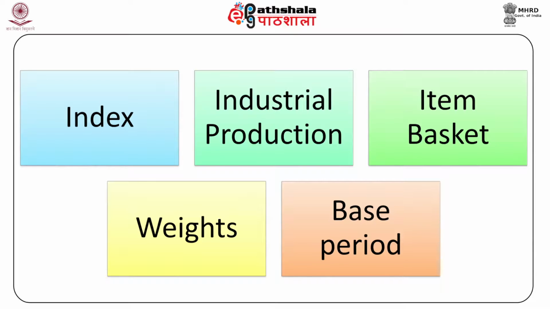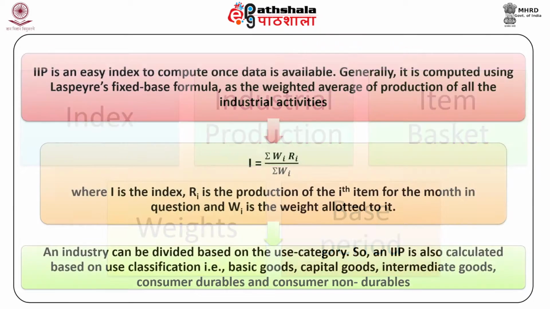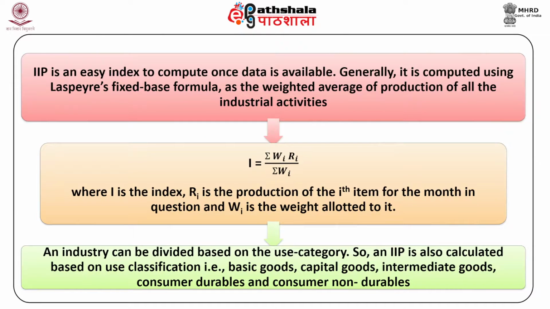Selection of the base period is done considering normality, availability of all relevant data, proximity to the comparison period, and the synchronization with other macroeconomic indicators. IIP is an easy index to compute once this data is available. Generally, it is computed using Laspeyres' fixed base formula as the weighted average of production of all the industrial activities. That is, I is equal to summation Wi Ri divided by summation Wi.